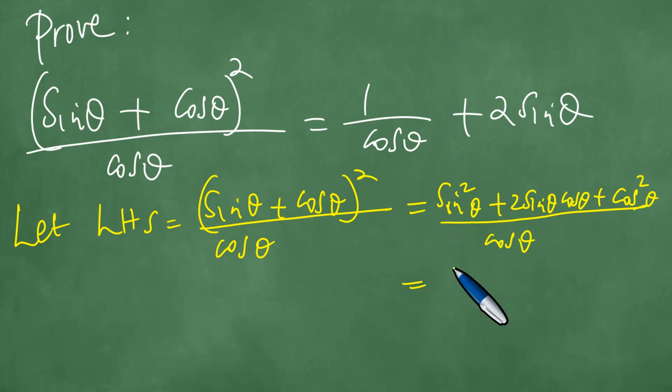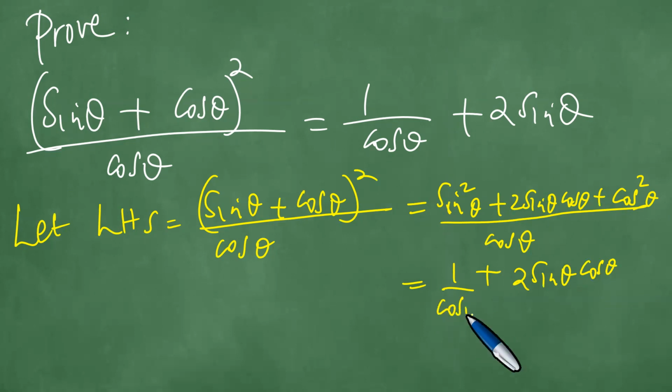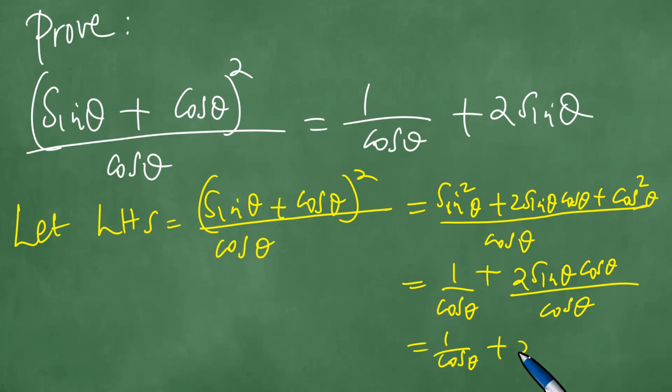Sine squared plus cosine squared is 1, plus 2 sine theta cosine theta. You divide by cosine. Cosine cancels, and you have 1 over cosine theta plus 2 sine theta, which is the right-hand side. So we have proven this as we have done.